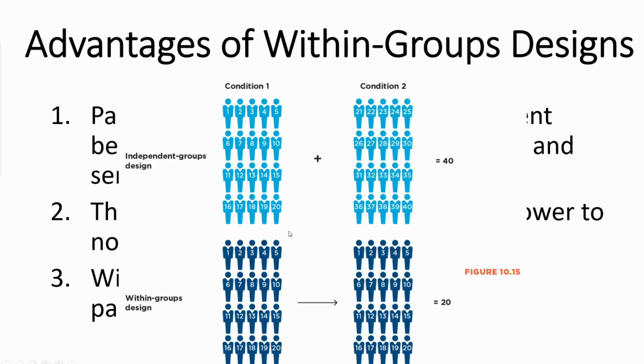And we can actually look at this over here. So you'd have 20 people in condition 1 and 20 people in condition 2, and they're different people, so your independent designs will have 40 people total. But if you're running a within groups design, the 20 people in condition 1 or group 1 are the same 20 people as in condition 2. So you actually end up using half as many people, which is really, really nice.